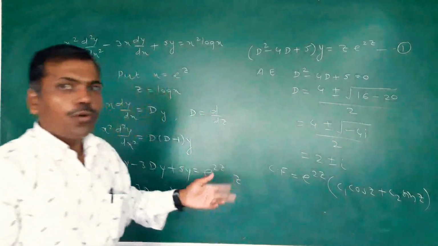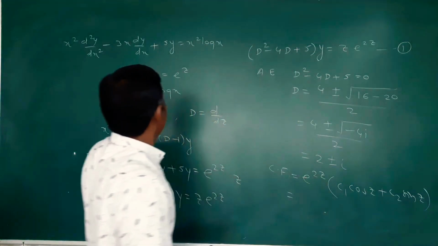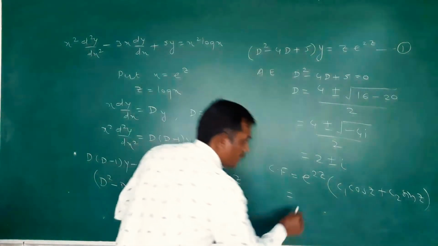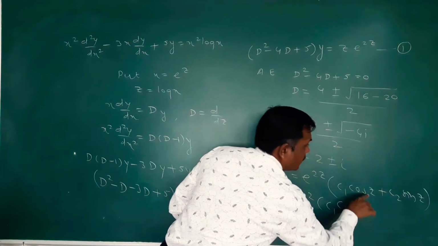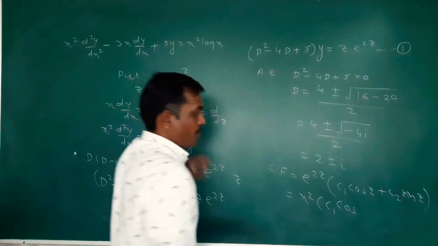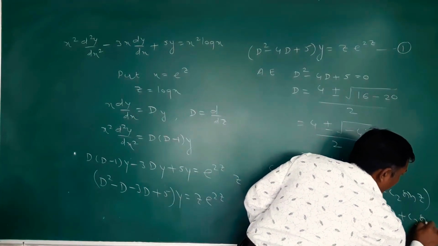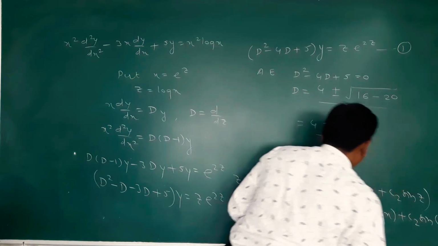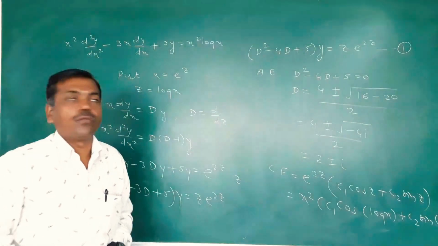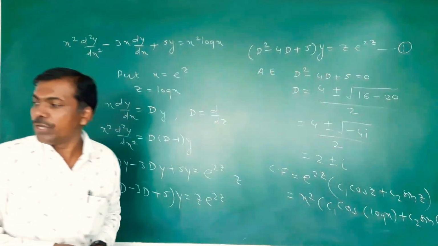But we want it in terms of x, so e raised to 2z means x square. So x square into c1 cos z, where z is log x, plus c2 sin log x. So this is the value of the complementary function. Now you can find the particular integral.